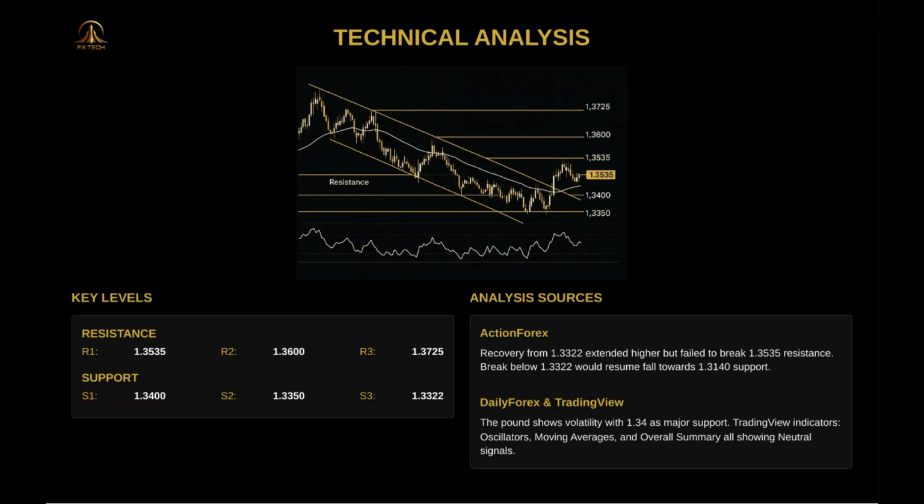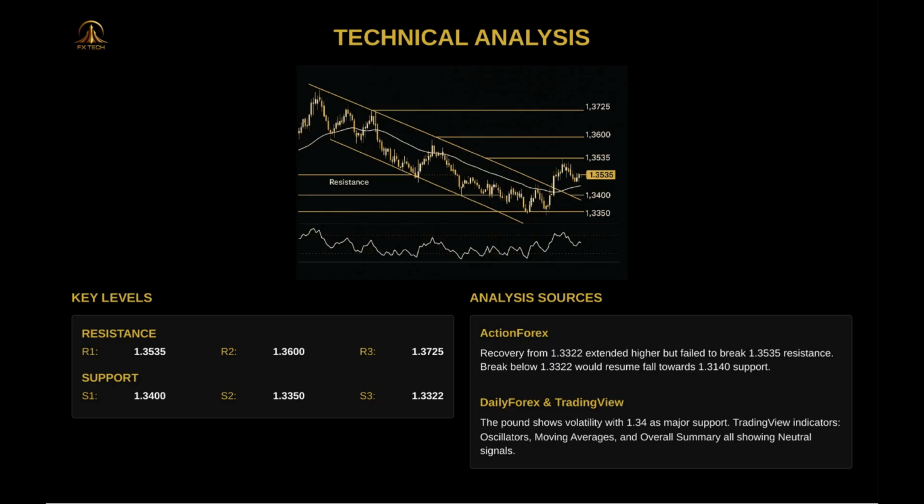Our technical analysis identifies critical levels for GBP USD. Key resistance levels are at 1.3535, 1.3600, and 1.3725, while support levels are found at 1.3400, 1.3350, and 1.3300, 1.3322. Action Forex notes that recovery from 1.3322 extended higher but failed to break through 1.3535 resistance.